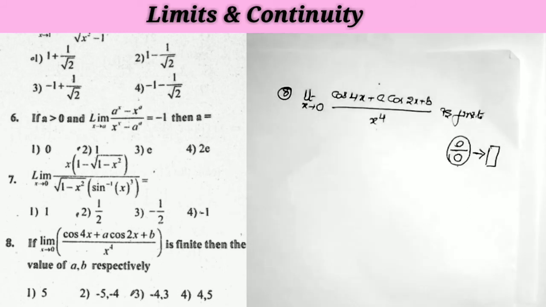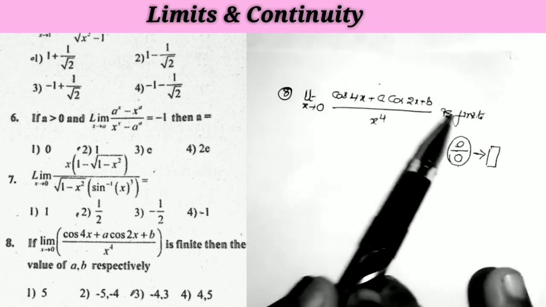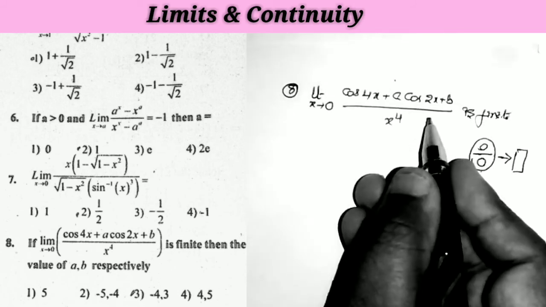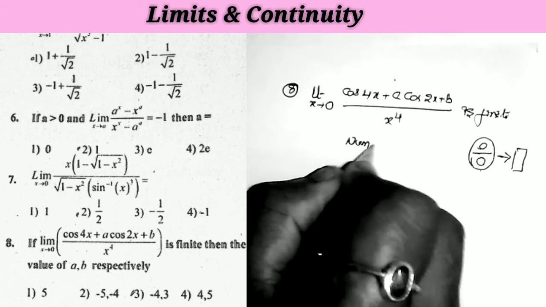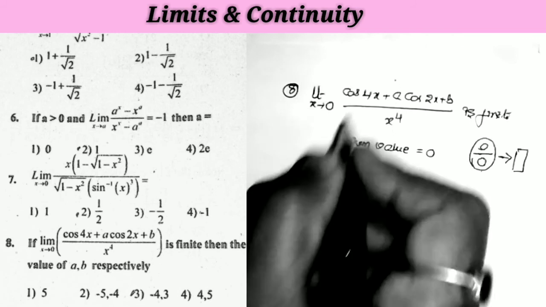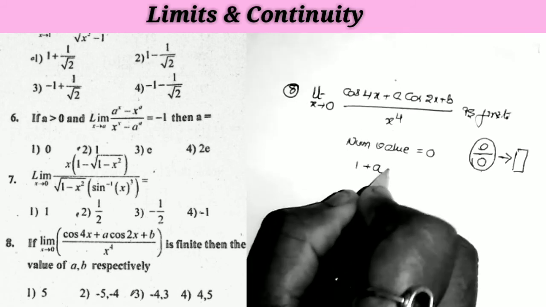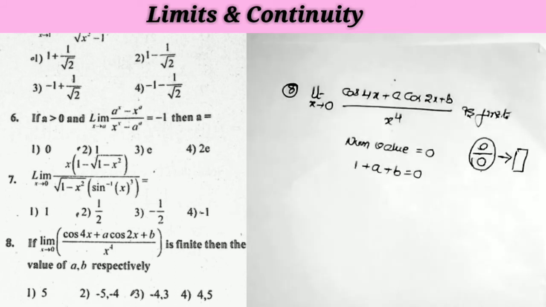Now how to find the values of a comma b? Just simply I take the numerator value equal to 0, since it is given that it is a finite value. So put x equal to 0 in the numerator and equate that value to 0. Why? Because the denominator is equal to 0. Now replacing x equal to 0: cos 0 is 1, plus a cos 0 is a, plus b is equal to 0. That is, we get a plus b plus 1 is equal to 0.